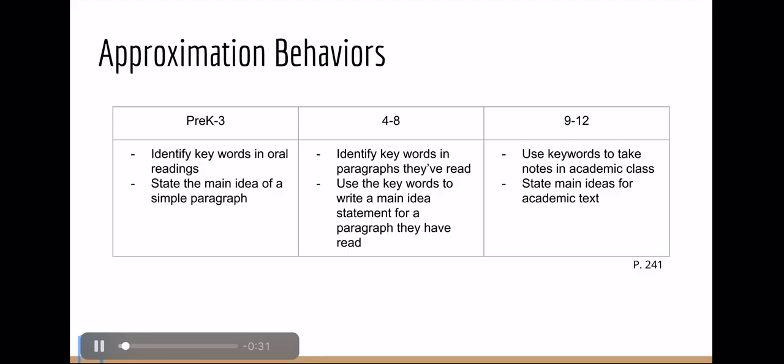The approximation behavior chart determines by grade level where students will use microselection in. Grades pre-K through 3rd will identify key words in oral readings, state the main idea of simple paragraphs. Grades 4th through 8th will identify keywords in paragraphs they've read, use the keywords to write a main idea statement for a paragraph they have read. And grades 9th through 12th use keywords to take notes in academic class, state main ideas for academic text.